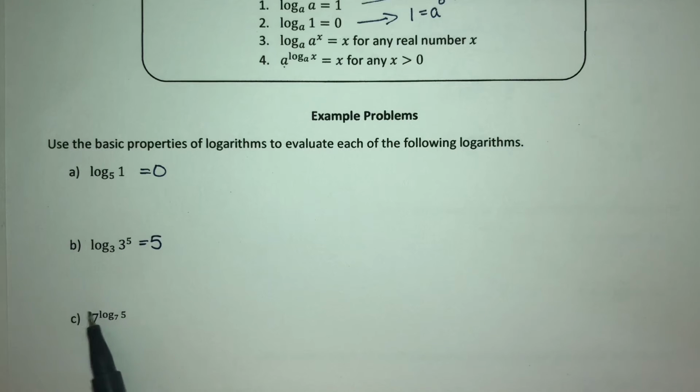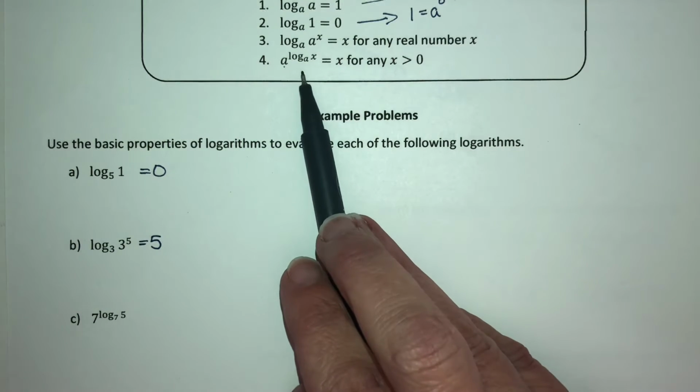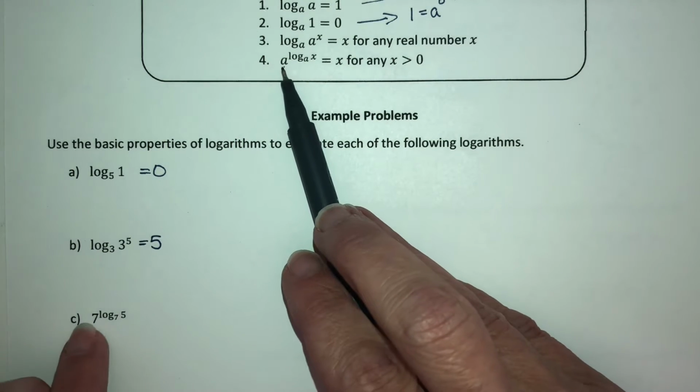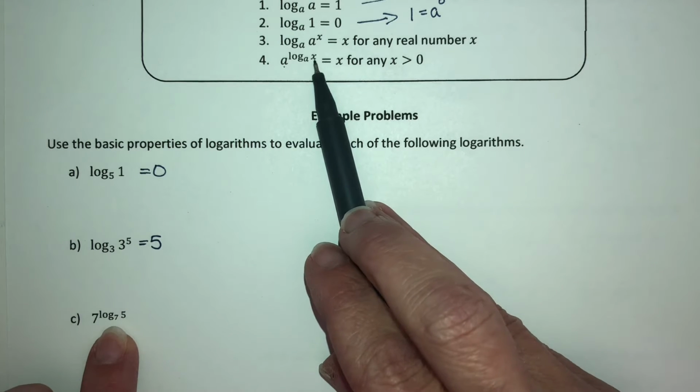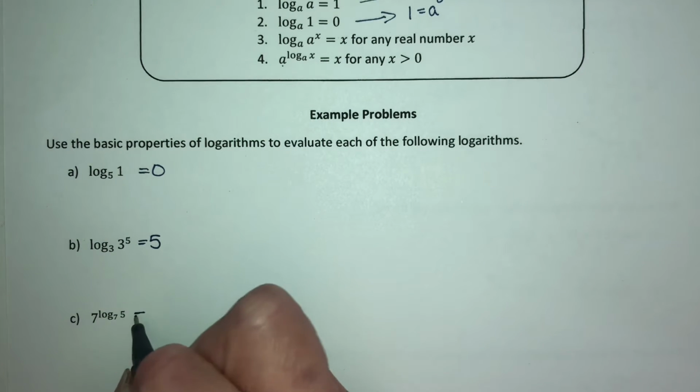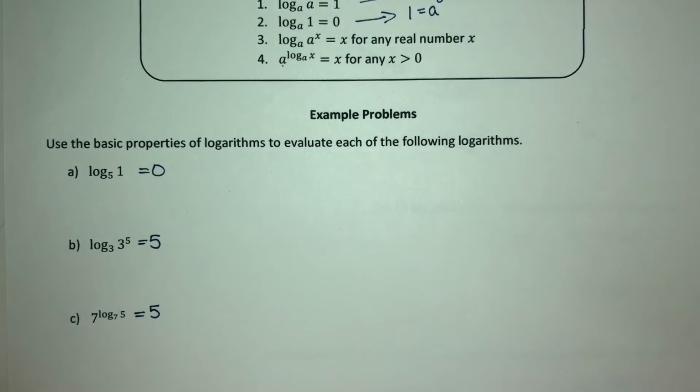And then we have 7 raised to the log base 7 of 5. This time we have case 4. We have a 7 here and a 7 here, so our a's match. So our answer should just be x, and this one is also equal to 5. Okay.